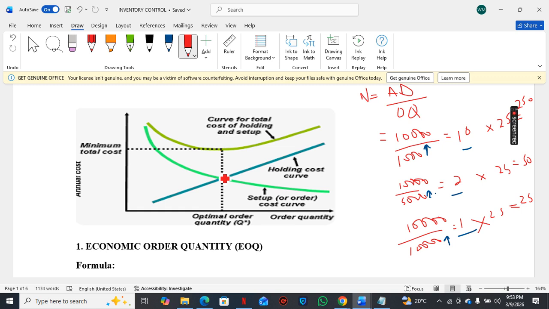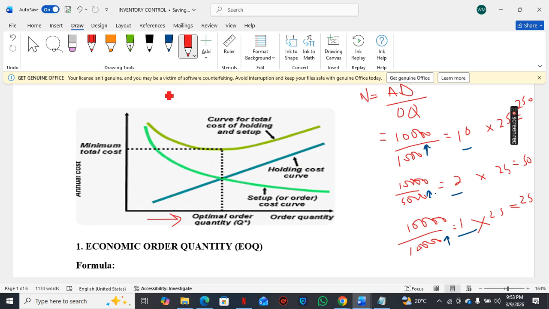Ordering costs and holding costs act in opposite manners. The more inventory that you order, your holding costs are going to be increasing. You bring 1,000 units, next time you bring 2,000 units, your holding cost is going to be increasing because you're bringing more units into the warehouse. So the more units you bring into the warehouse, your holding costs are going to increase. That's why we see holding costs increasing like this.